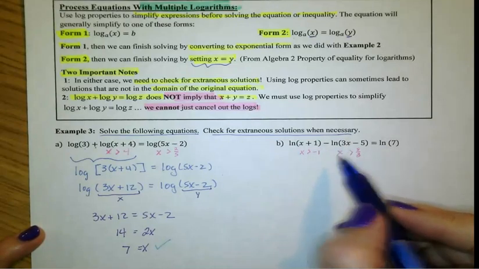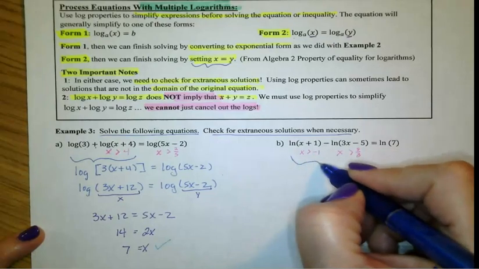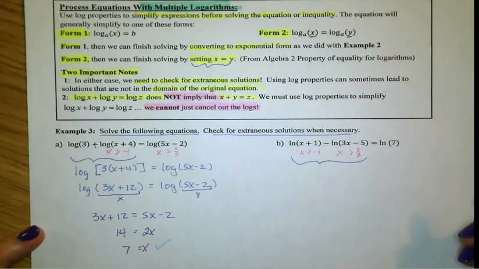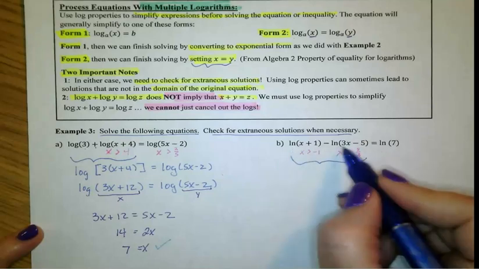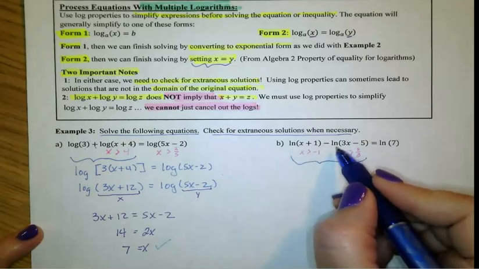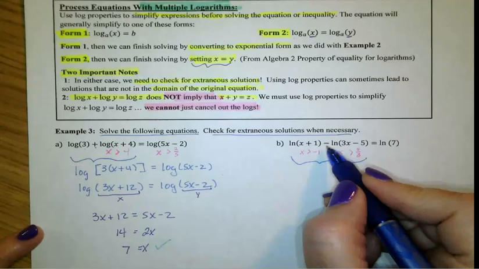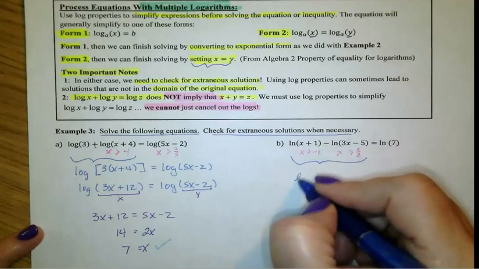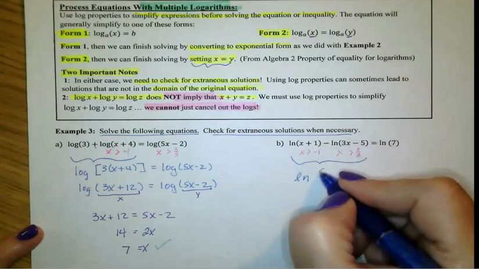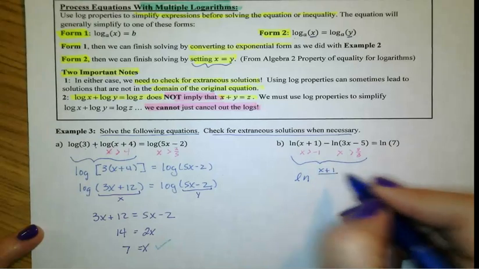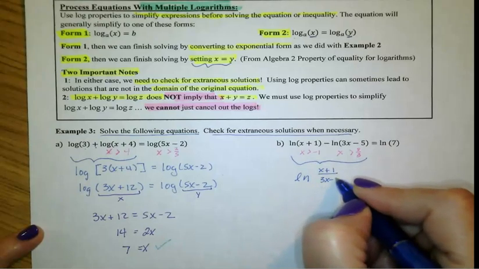Then as I'm trying to figure out which part I'm going to do first, over here I have multiple logs on the left, a single log on the right. So this is the side that I'm going to condense. So I condense both of these with the natural log. Its connector is subtraction. So natural log, and it would be the first one divided by the second one.